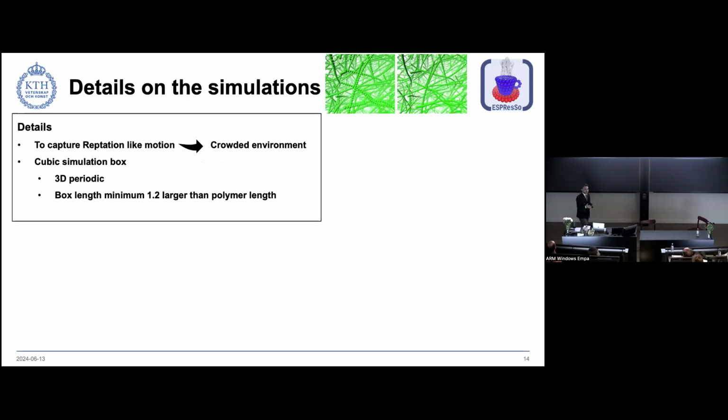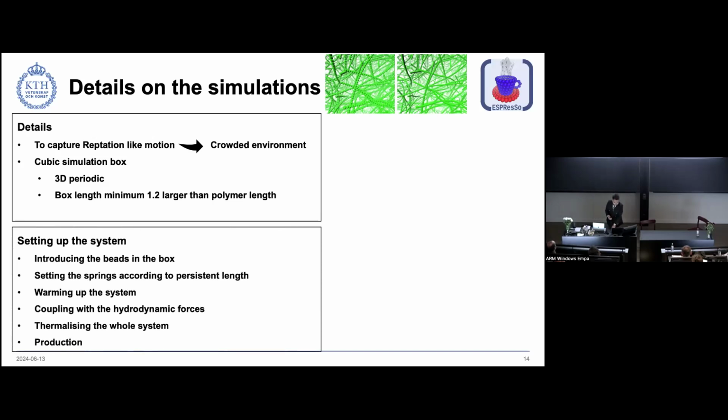So there are some more details on the simulations. To capture the reptation motion, we need to go for crowded environments, so almost all of the cases that I have are crowded. And I have a cubic simulation box, periodic in the 3 directions. The box length is a bit larger than the fiber length to be able to get the right dynamics, especially the rotational dynamics of the fibers.